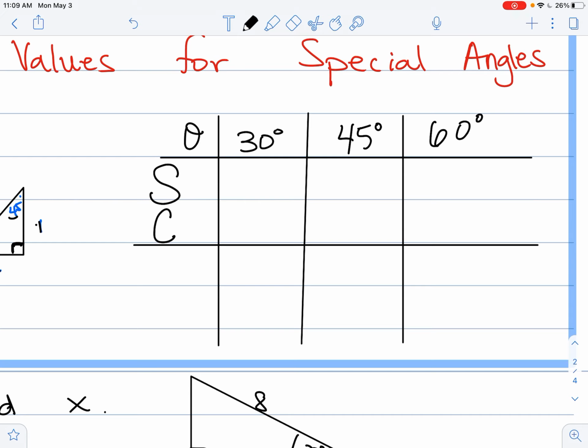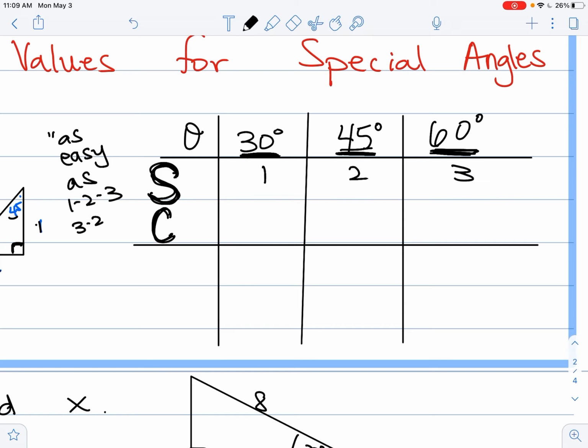So if we're looking at those common values of 30 degrees, 45 degrees, and 60 degrees, there's a saying. You always set this up just like this. This is a table. So we do the degrees on the top, and sine goes here, and then cosine. So we go 30, 45, 60, sine over cosine. And it's, say it yourself, you say it's as easy as 1, 2, 3. And here's what that means. 1, 2, 3, and then 3, 2, 1.